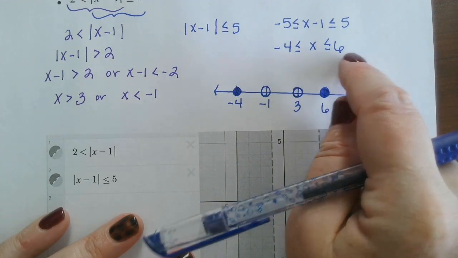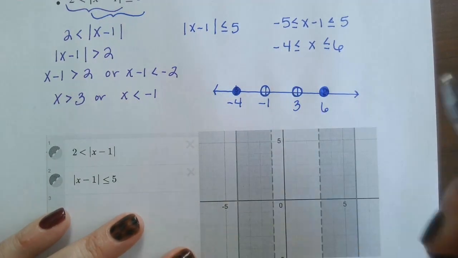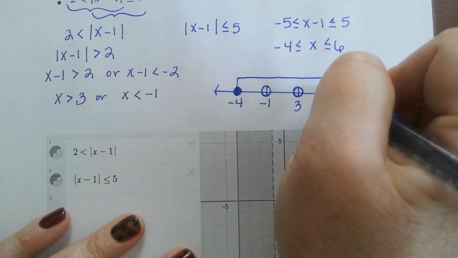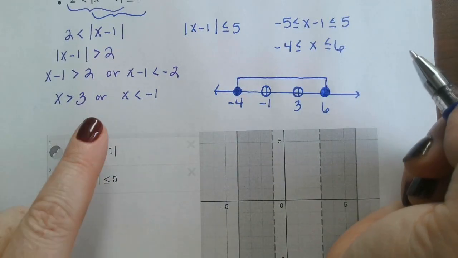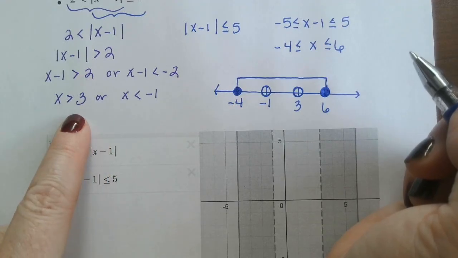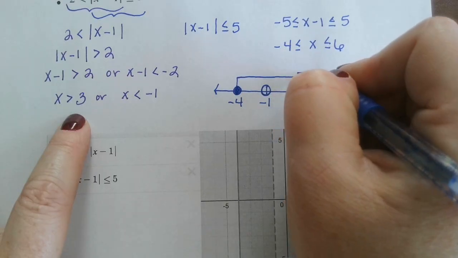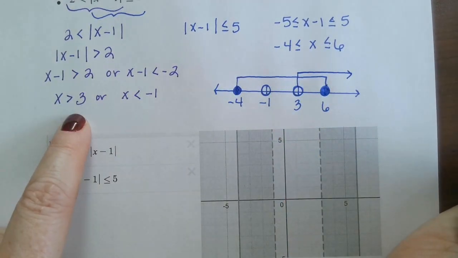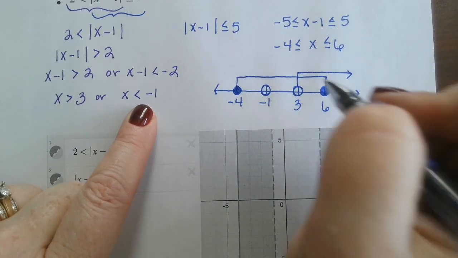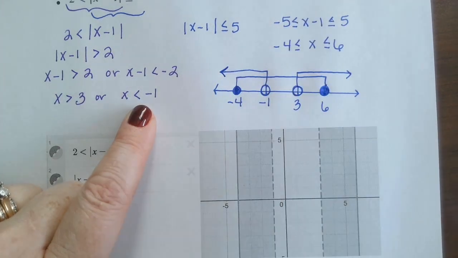My x values have to be in between -4 and 6. So my x values have to be in between here and here. But also, we have to take into consideration these inequalities. So my x values also have to be greater than 3. So if all my x values are greater than 3, go this direction. All my x values also have to be less than -1, so going this direction.